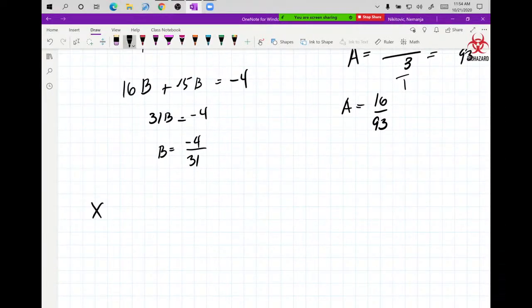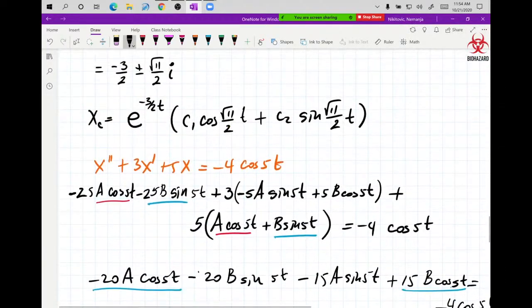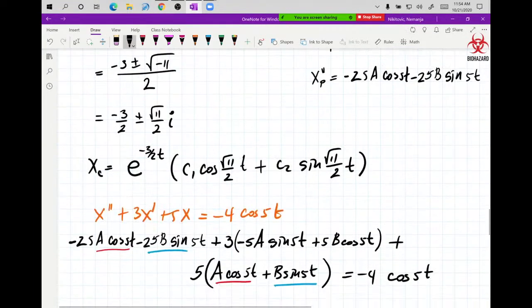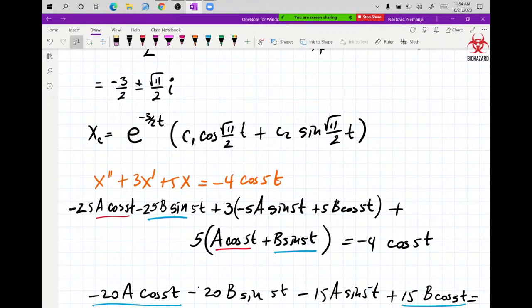So our x is x complementary plus x particular. Now what was the complementary one? So it's 3. So technically this is where the problem goes.